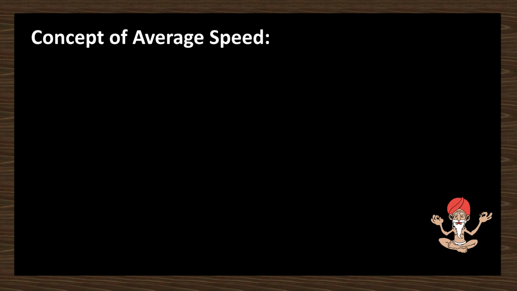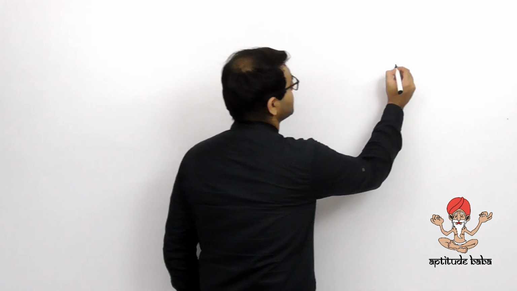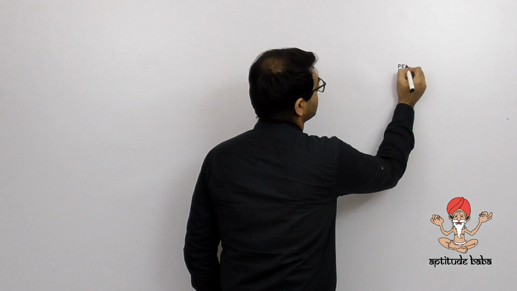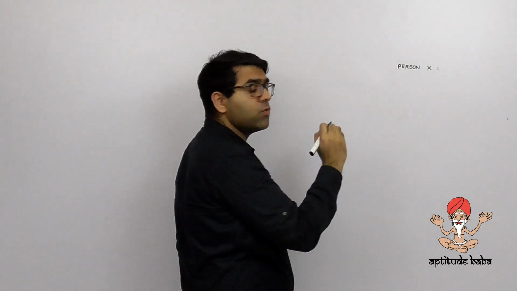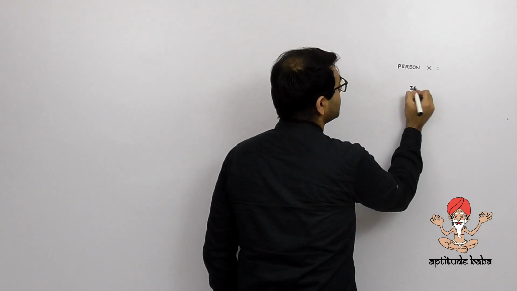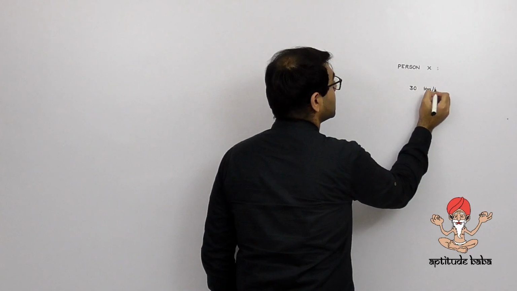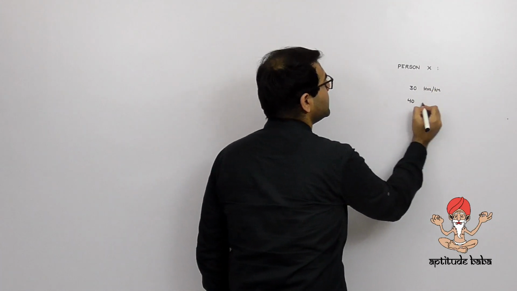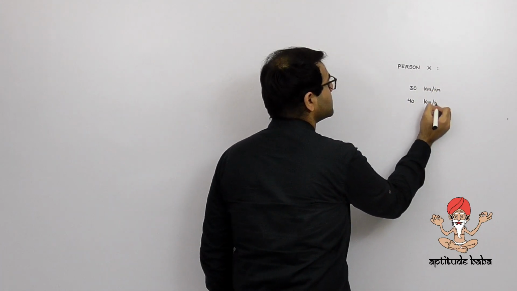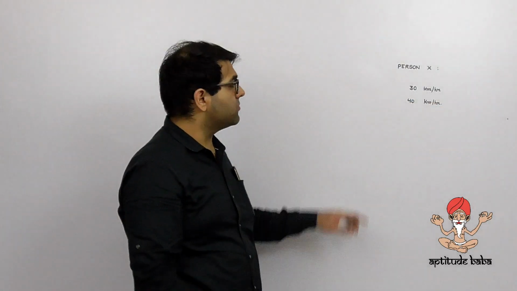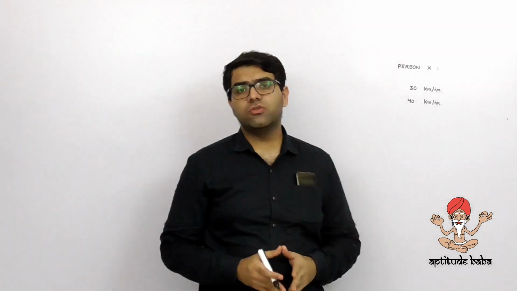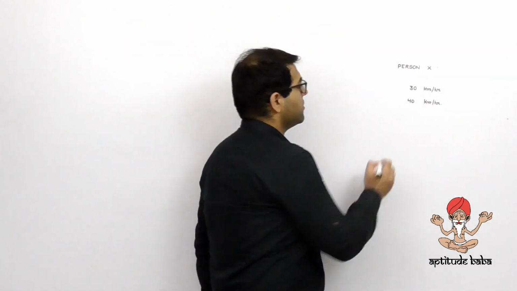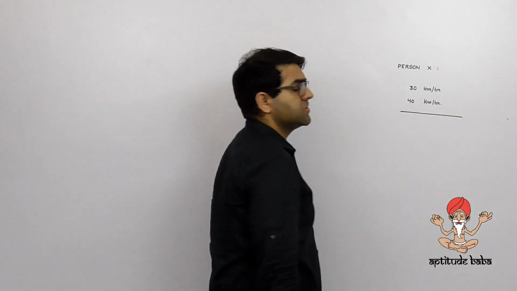Let us understand the concept of average speed using a very simple example. Let us say that there's a person X, and this person X was traveling at a speed of 30 kilometers per hour. Then he increased his speed to 40 kilometers per hour. So for some time this person was traveling at a speed of 30 kilometers per hour, and after that he increased his speed to 40 kilometers per hour. My question is, what will be the average speed of person X?